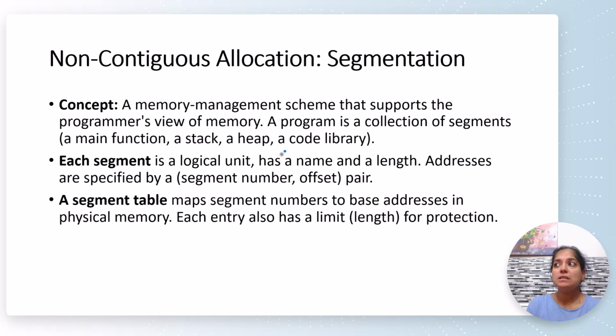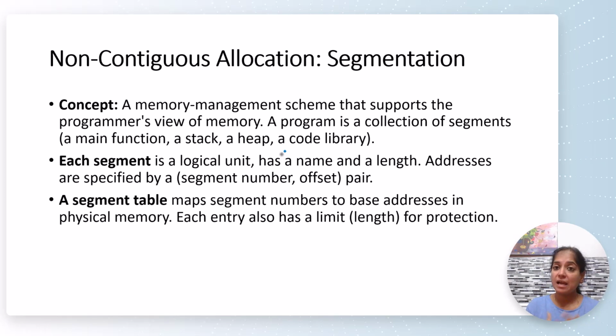Another way of allocating memory is segmentation. One is paging, and that is the contiguous memory allocation. Another one is segmentation, which is the non-contiguous memory allocation. Segmentation is basically to support the user's view of memory.